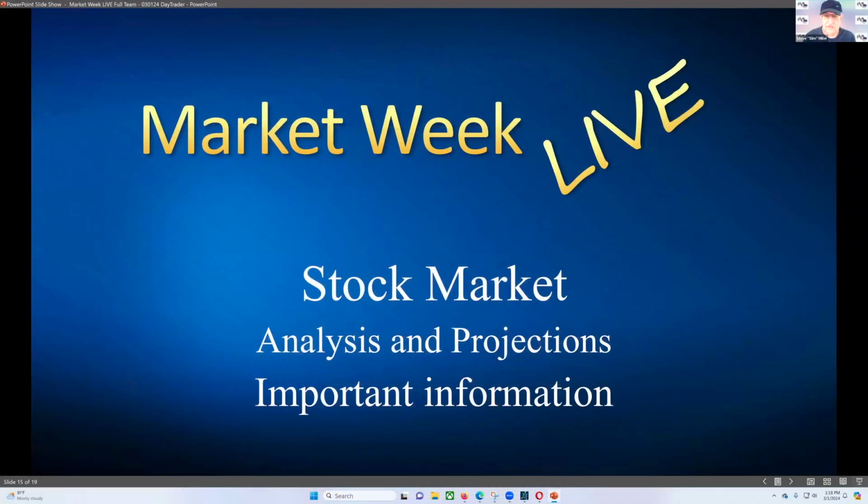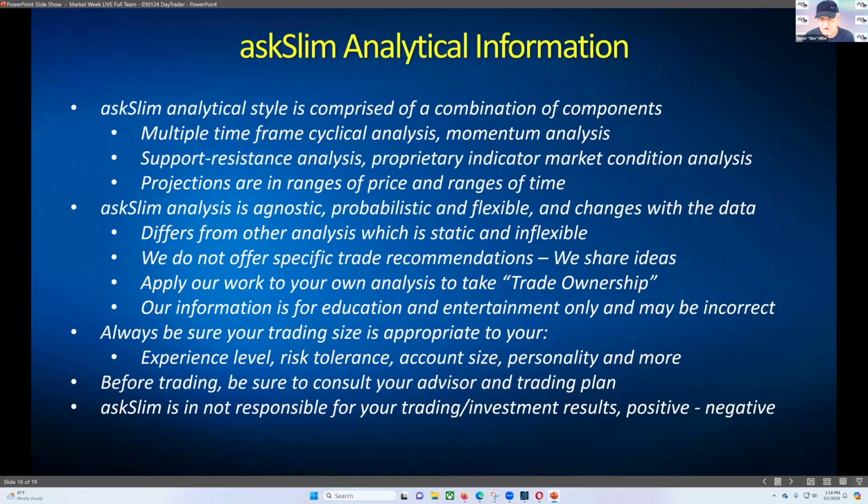Stock market analysis and projections. First of all, important information. This slide tells you about our approach to the markets and what's important to you as you look at our analysis and then take trade ownership of your own trades. A very key aspect to being successful, especially when you get information from other sources, is that you take ownership of each of those trades.